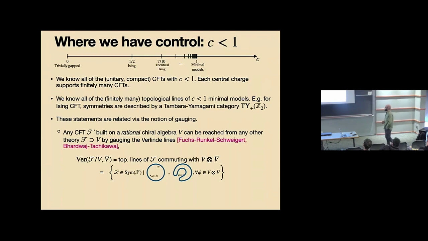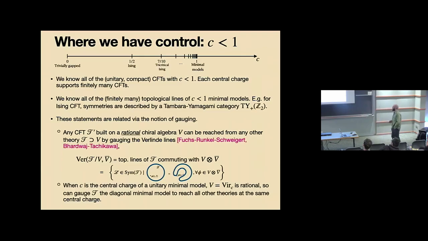So in a sense, you only need to know one theory and something about its symmetries, and then you kind of have all the other theories for free. And in the context of these minimal models, the way that this works is the Virasoro algebra itself is a rational VOA, and a CFT built on top of the Virasoro algebra is just any CFT. So you can simply start with the diagonal minimal model, figure out all the ways of gauging it, and then you reach all the other theories.